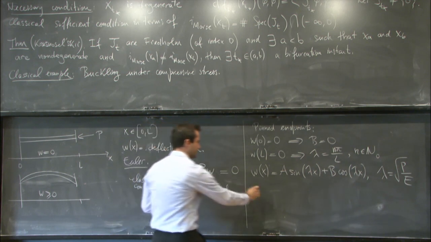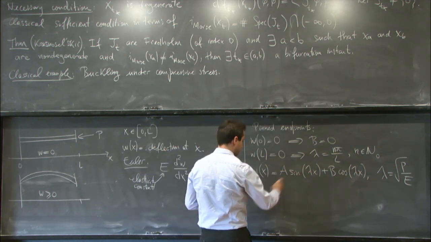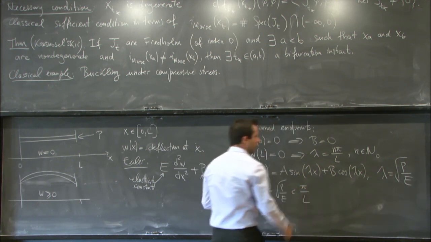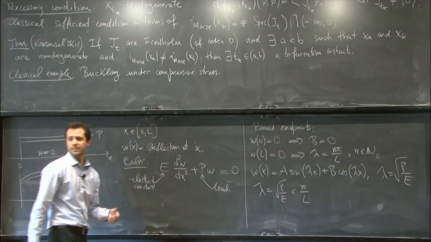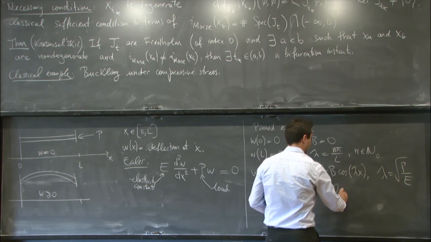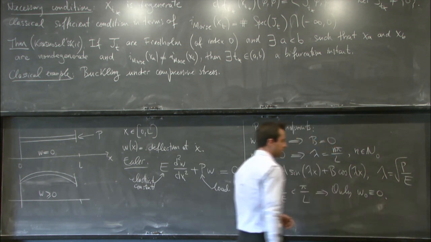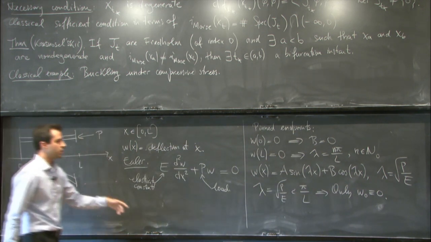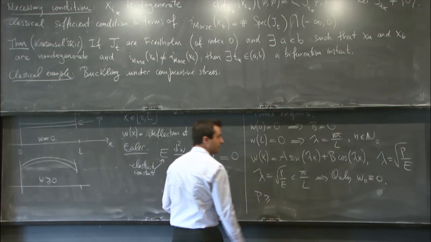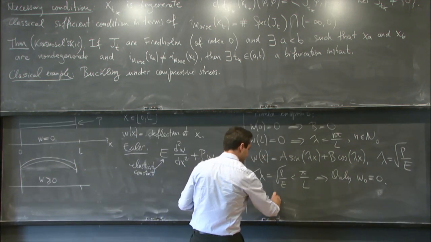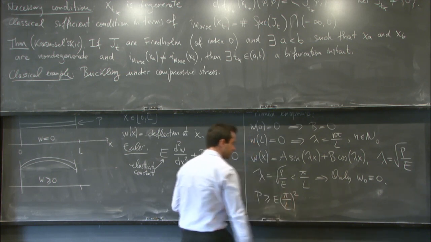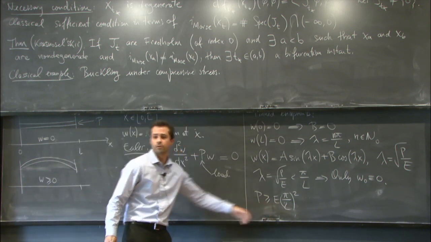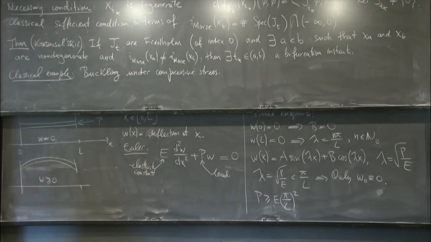But you see that if lambda here, which is the square root of p over e, is smaller than the first non-zero eigenvalue, then only the trivial solution exists, right? So only w identically 0 is a solution to that problem, which means that the structure does not buckle. As soon as p is bigger or equal than, well, the first time this is going to happen is e times pi over L squared, then you get other solutions. So this is what you call the critical load that the structure can hold. As soon as you pass that, the structure might actually buckle.